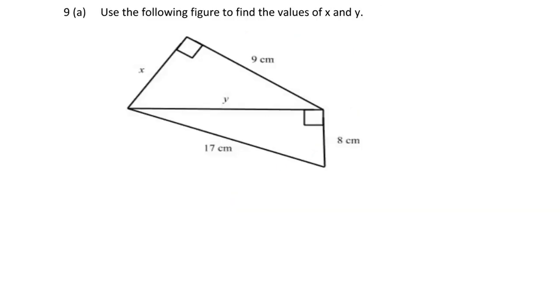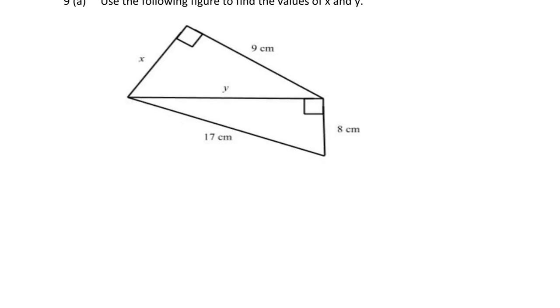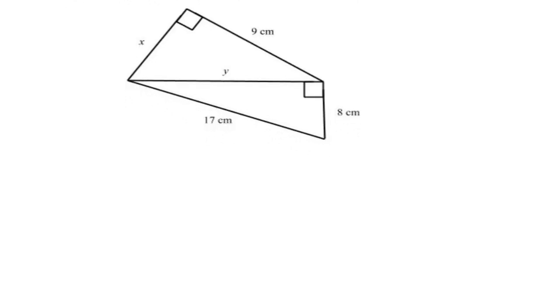Question number 9, part A. Use the following figure to find the value of x and y. So we've been given the figure there. Okay, so this is the geometry problem, and we are going to use Pythagoras theorem to solve the problem. Let us recall the Pythagoras theorem, which says c squared = a squared + b squared. Okay, so now from the figure, we are going to say a = 8, b is y, and c is 17. Okay, so now let us substitute these values.